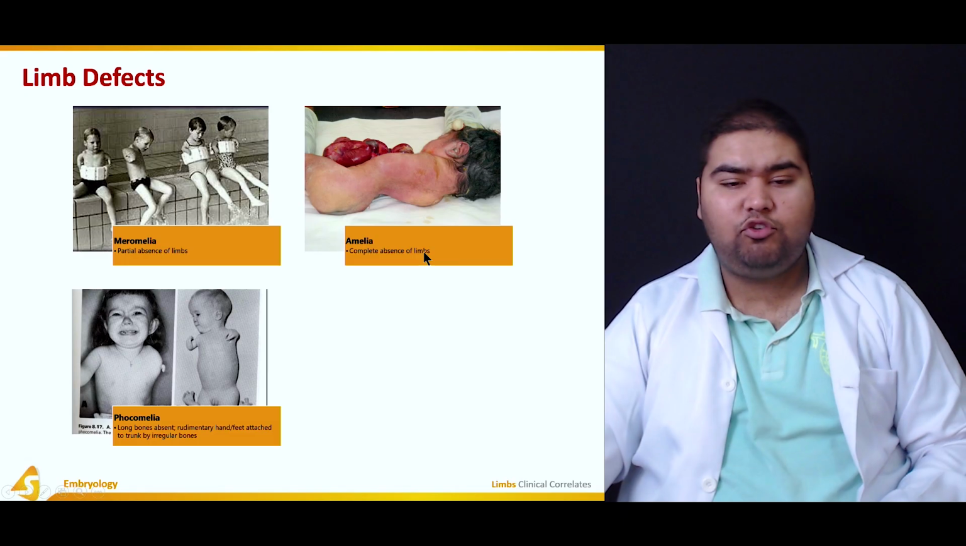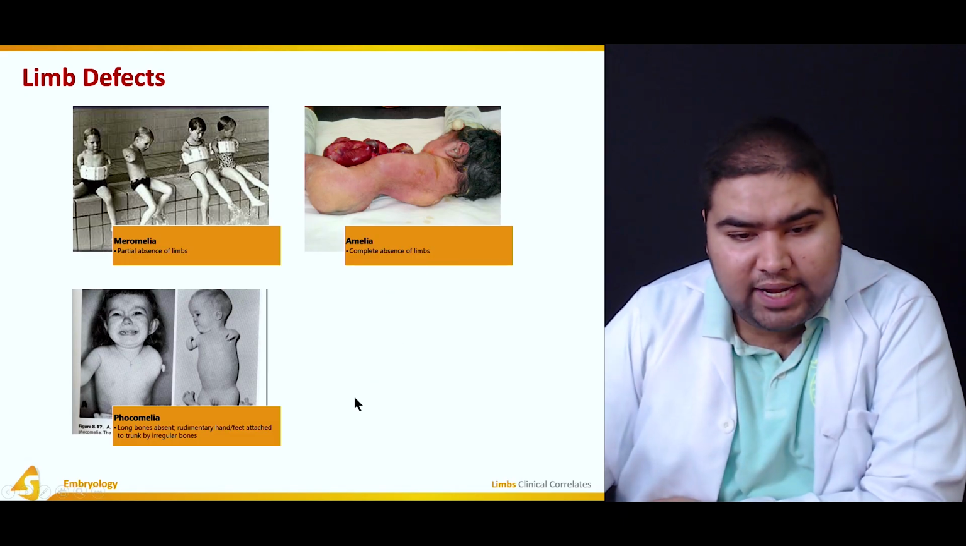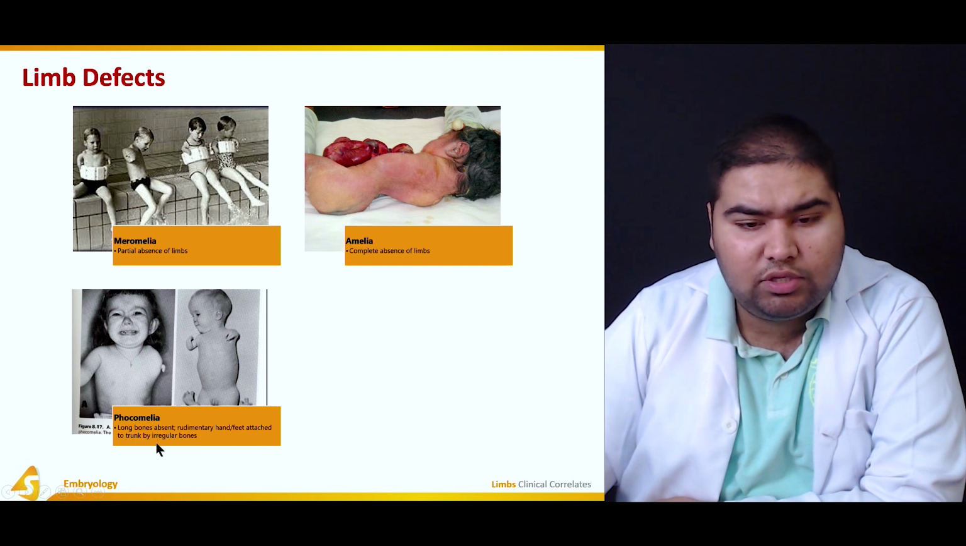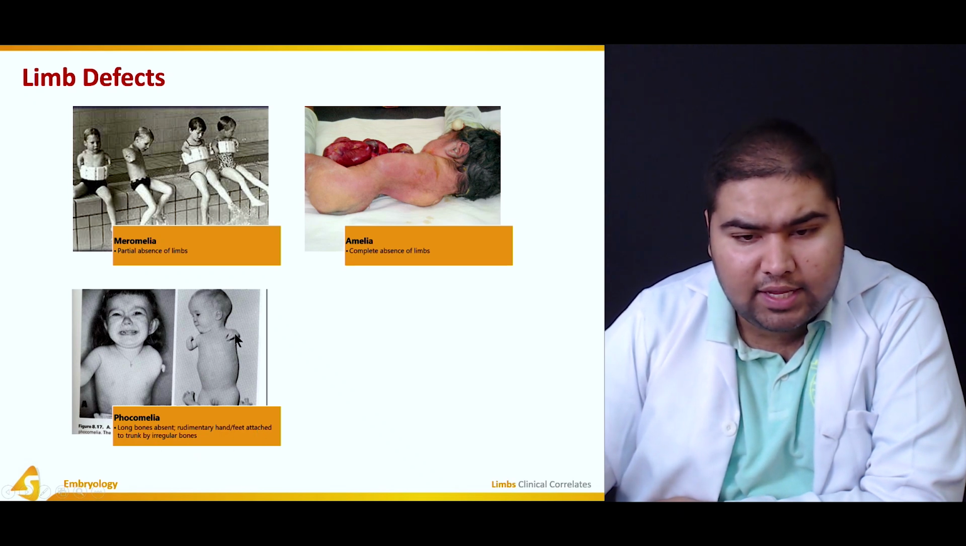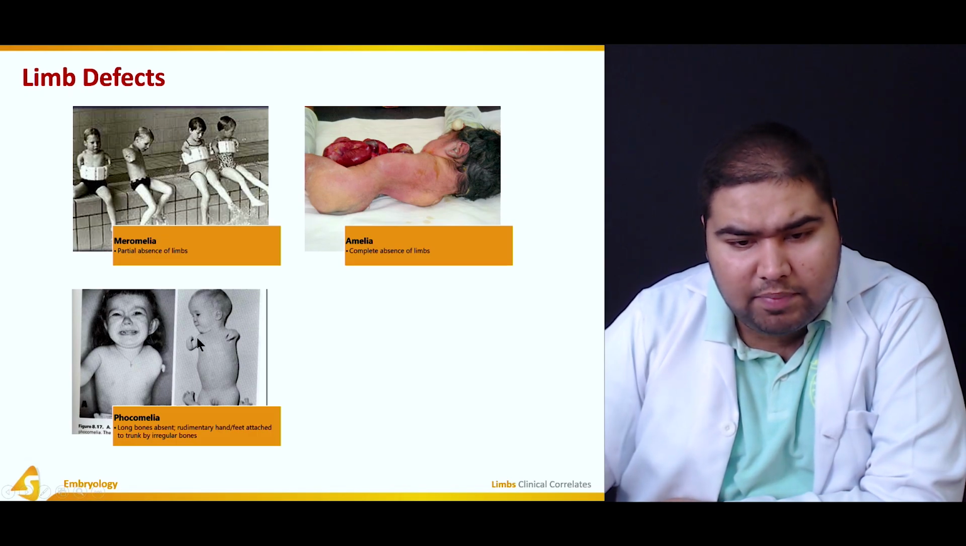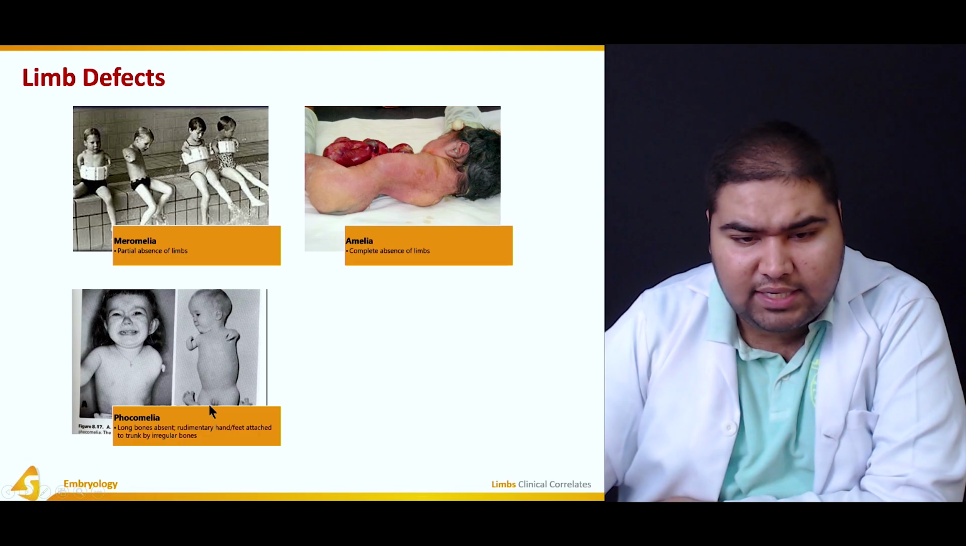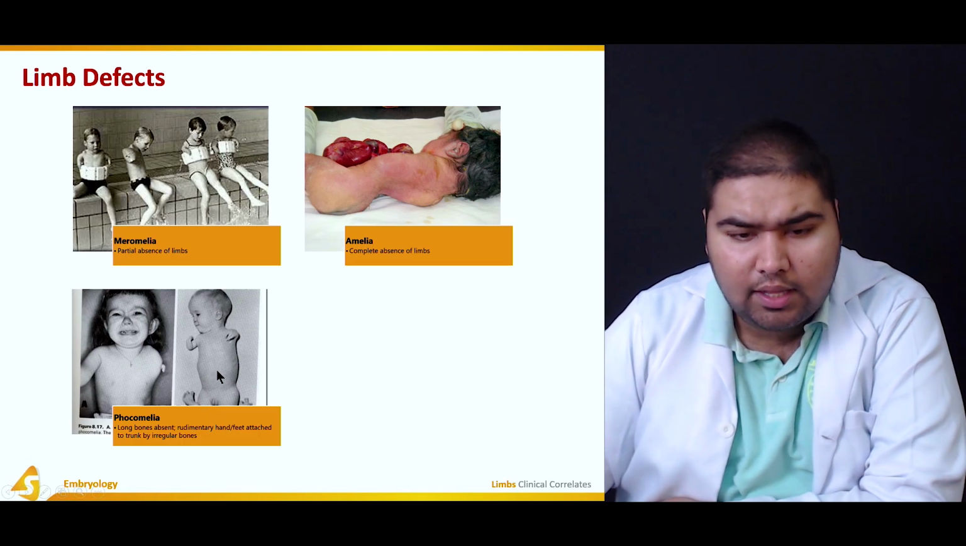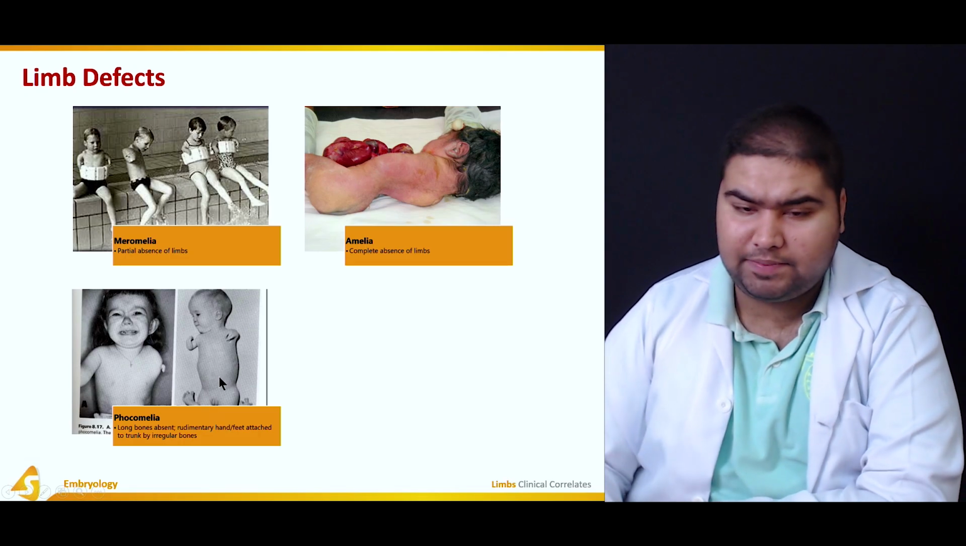Then we have phocomelia. The long bones are absent and a rudimentary hand, feet are attached to the trunk by irregular bones. Here you can see fingers or somewhat a rudimentary hand plate or feet have been attached to the trunk while the long bones are absent.